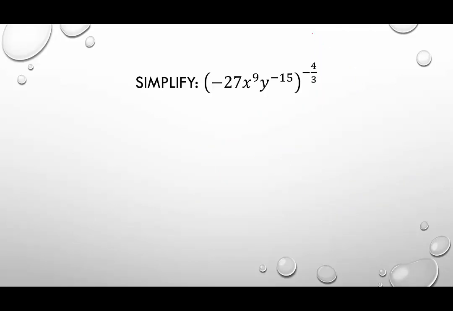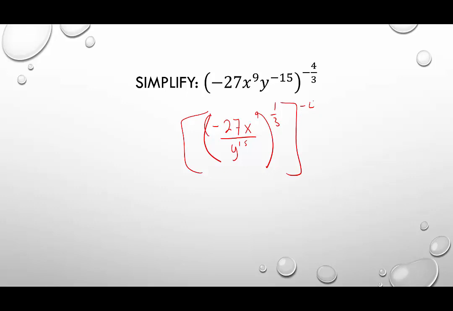In what I believe to be our last example, we have negative 27 x to the 9th times y to the negative 15th, all of this being raised to the negative 4/3. All right, so we have negative 27 x to the 9th. Oh, you know what? I'm going to take that y to the negative 15th and turn it into the denominator, y to the 15th, which will turn it positive. We're going to raise this all to the 1/3, or take the 3rd root, and then we'll raise everything to the negative 4. So the 3rd root of negative 27 is negative 3. The 3rd root of x to the 9th would be x to the 3rd. And the 3rd root of y to the 15th would be y to the 5th.